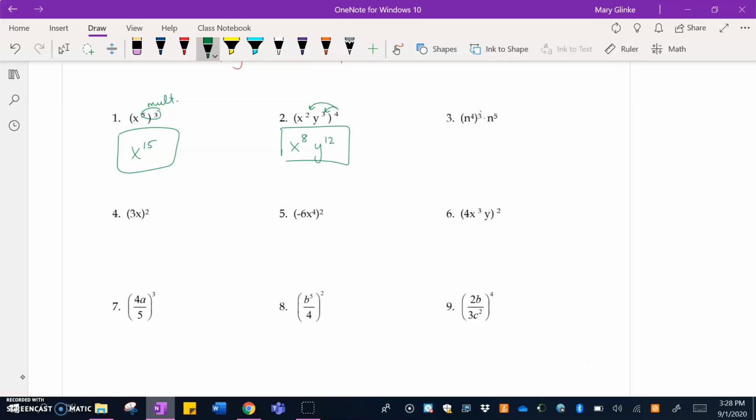For example 3, we're going to take and we're going to multiply the 4 times the 3 to get n to the 12th times n to the 5th. So now here you're going to notice it's a combination of this new rule and the old rules. So what we're going to do is we're going to take and we're going to add those together to get x to the 17th.